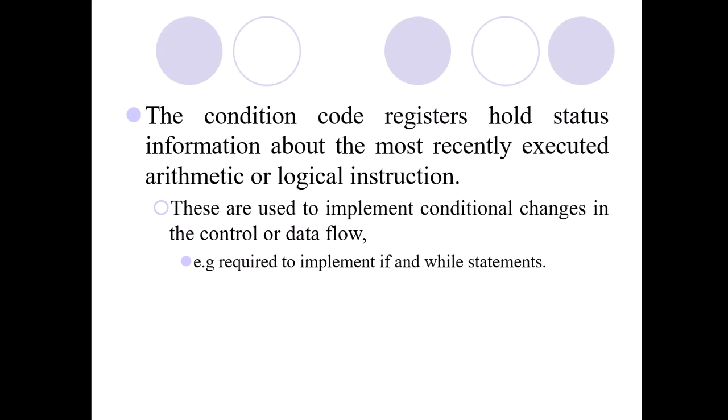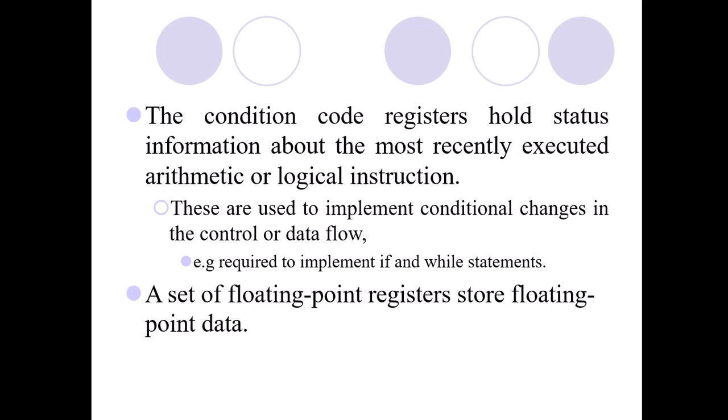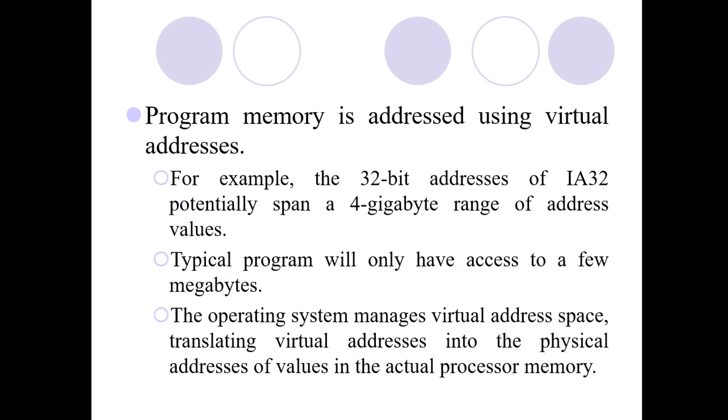So these are used to implement conditional changes in the control or data flow required to implement if and while statements. A set of floating point registers store floating point data. Program memory is addressed using virtual addresses. For example, the 32-bit addresses of IA32 span a 4 GB range of address values.